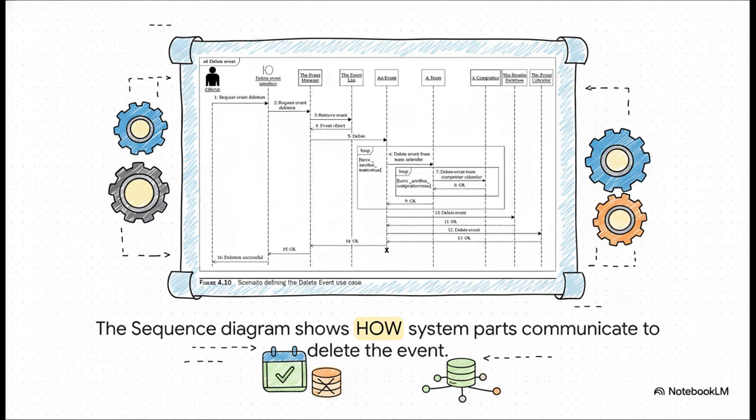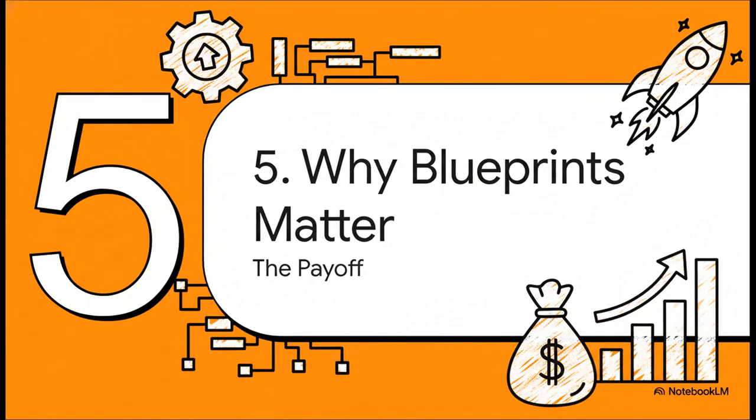And now, here's the how. This is the sequence diagram for that very same action. It shows the step-by-step messages being sent between the user interface, the event manager, the calendars, and the database. This is the detailed blueprint the engineers are going to use to build the feature correctly. See the difference?